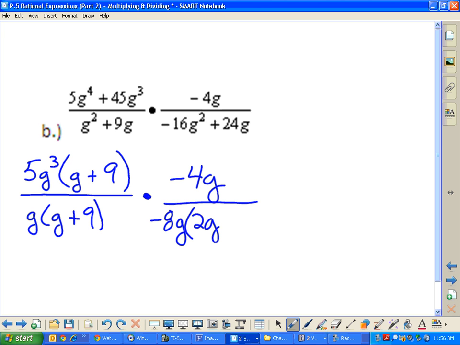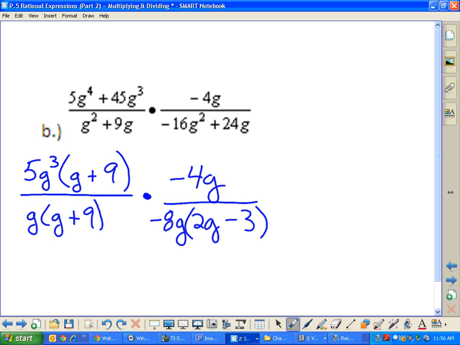And then -8 times -3 will get me back to that 24. -8g times -3 gets me back to plus 24g. So that was me factoring everything in the problem.